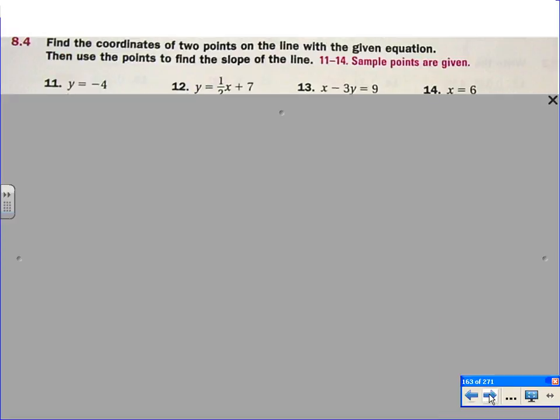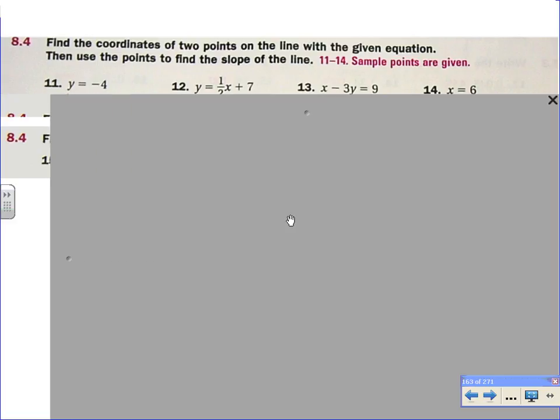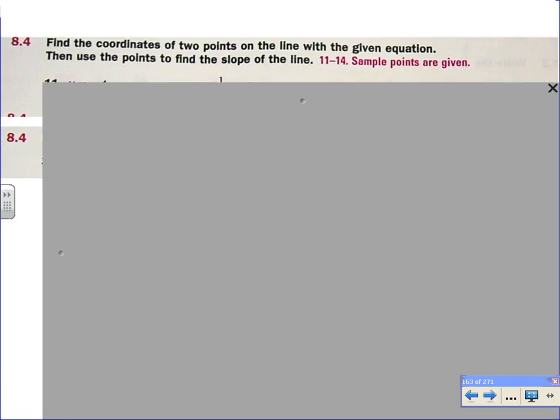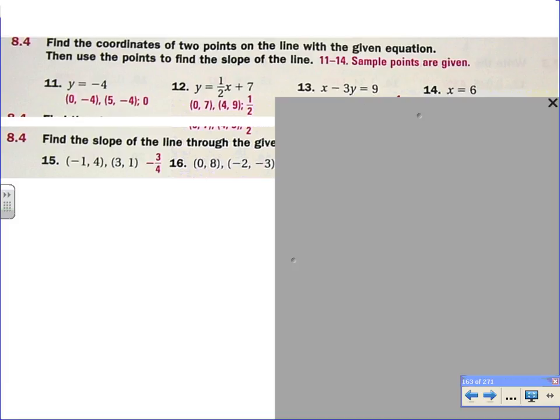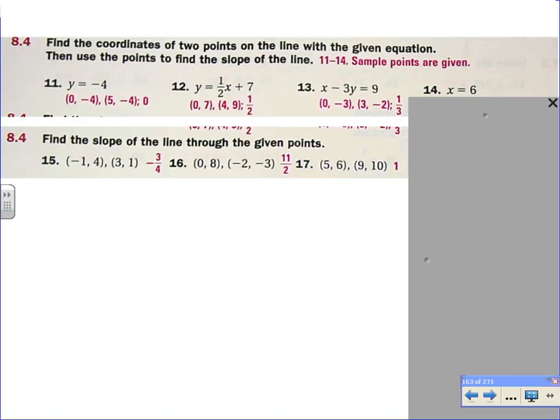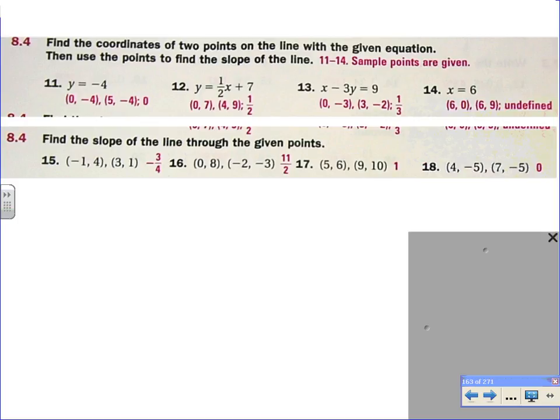Alright, 11, you're finding coordinates of 2 points, and then using the points to find the slope. I'm just going to ask for the slope because we might have picked different coordinate points. So for number 11, what's my slope? Yeah. 0. Yes. 12, what's my slope? Abigail? Yeah. 13, slope? Yes. And 14, slope. Nope, undefined. You should have had a 0 at the bottom.